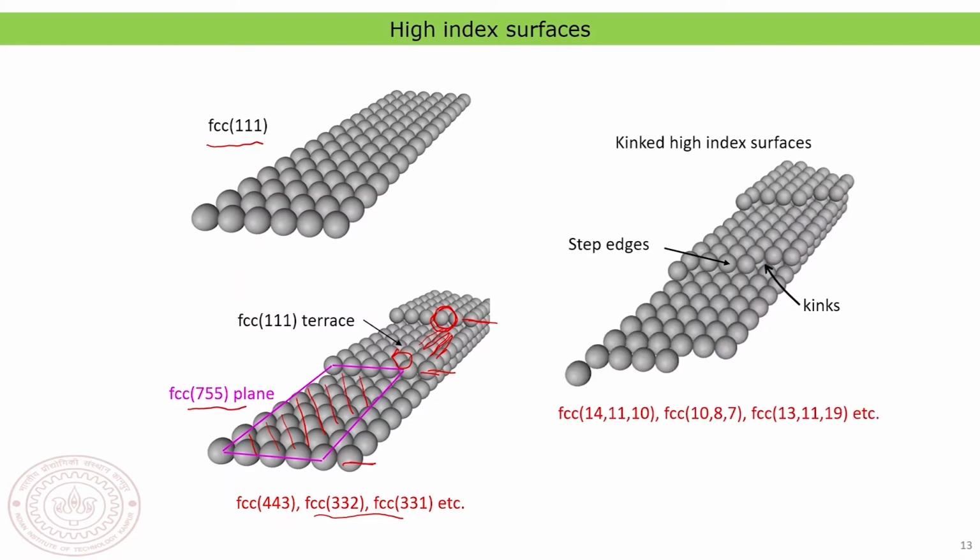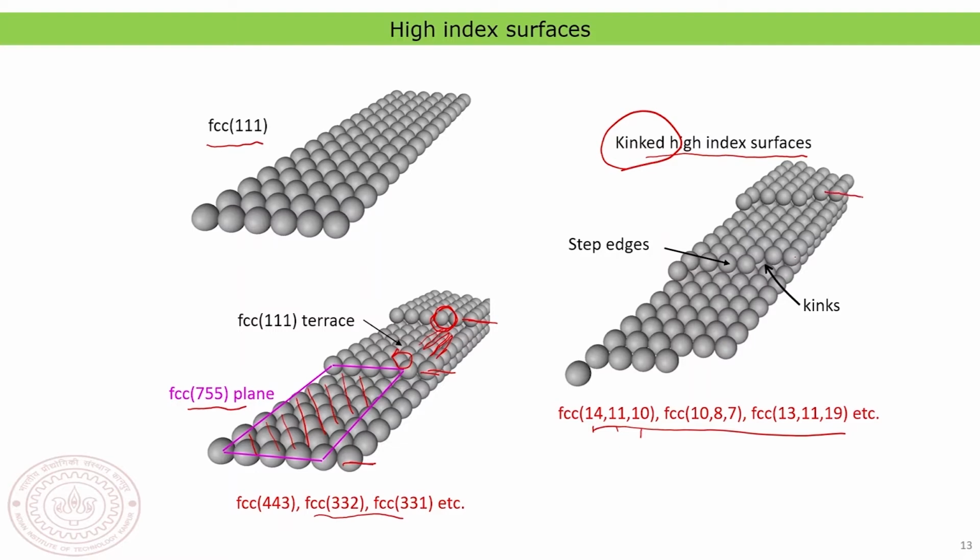So now let us have a few more interesting examples. These are high index surfaces that not only have step edges, but also kinks. Here please note that the index is now very large: it is 14, 11 and 10, and that is the reason why in this notation we have used commas to separate the Miller indices. That is common when you get a two-digit number. So now you have these high index surfaces with kinks.